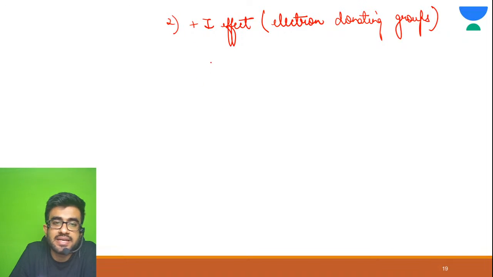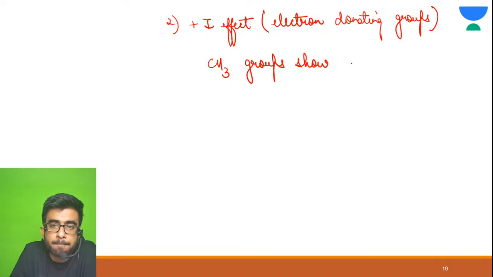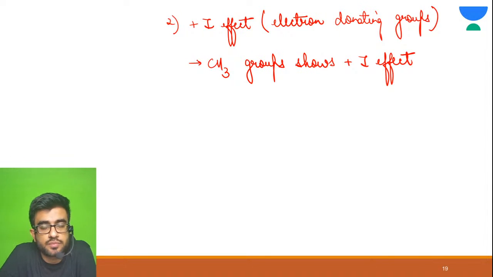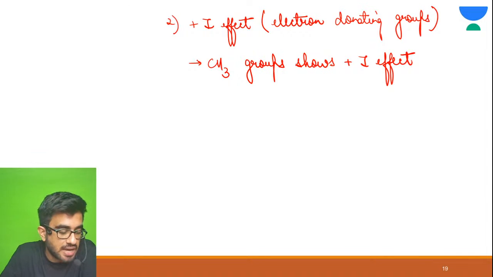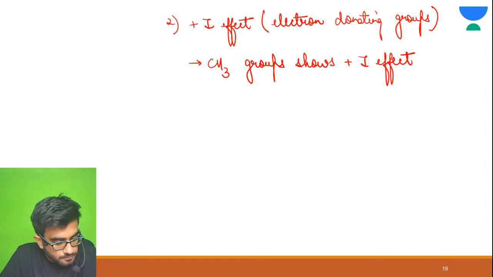Now basically, CH3 group shows plus I effect. Why? Due to repulsions. CH3 group would show plus I effect. Alright?